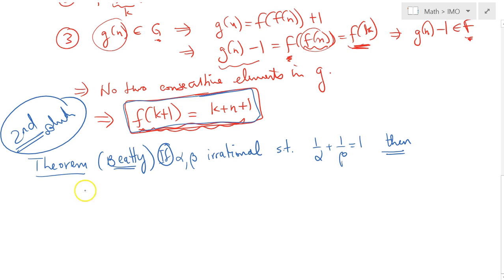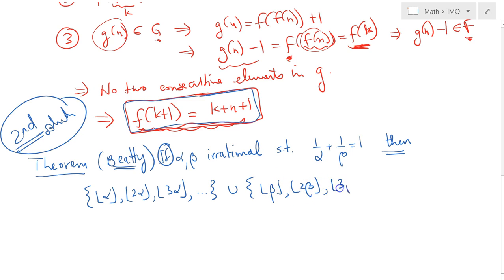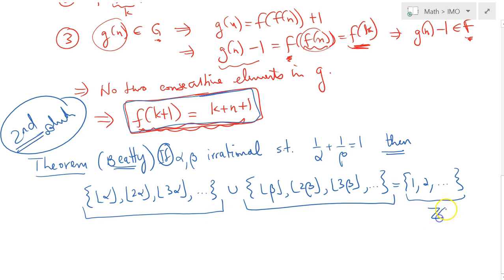Or put it more rigorously, then we claim that the following two sets, namely the floor of alpha, 2 alpha, and so on, 3 alpha, and the set beta, 2 beta, 3 beta, and so on. So these two sets, they form a partition, a disjoint union of the set of positive integers. So this is a really beautiful result. So these two sets create a partition of the positive integers. That's just amazing.